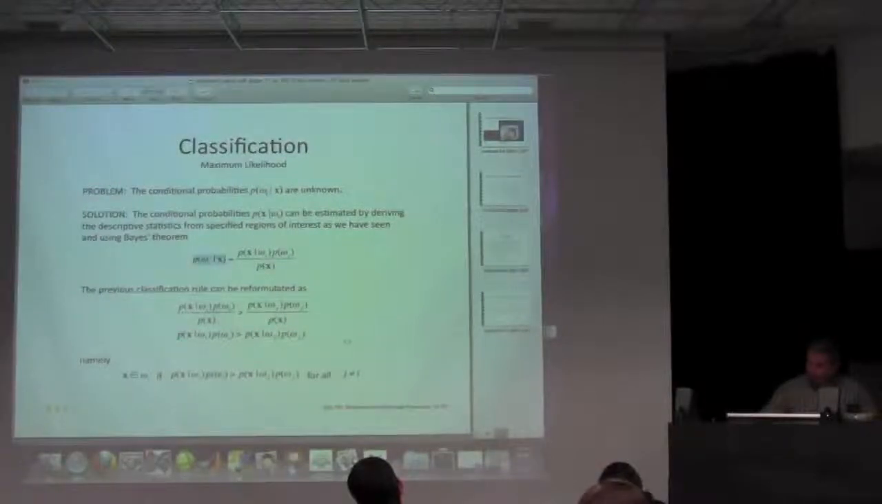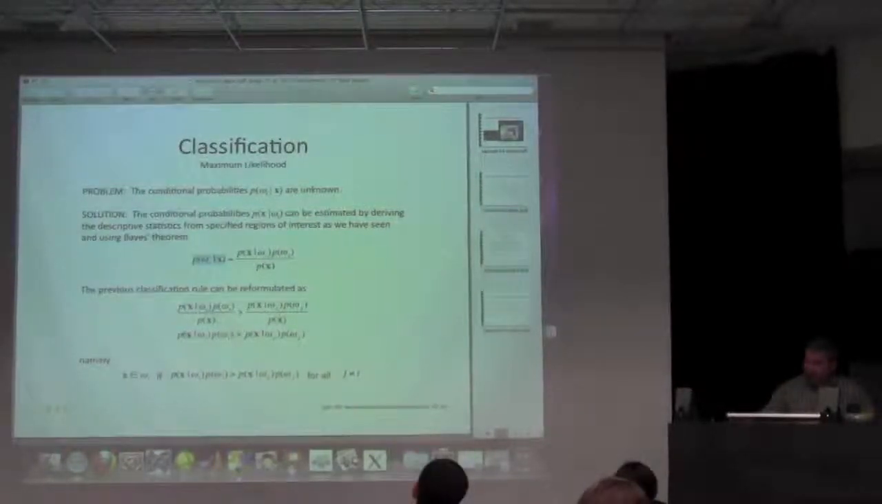And what are we left with? Well, we're left with this term here where I have the class conditional probability that I know I have a pixel at position x given I'm looking at class i, times the a priori probability for class i. As long as that's greater than that same class conditional probability for class j multiplied by its prior probability, then I'll assign it to class i.